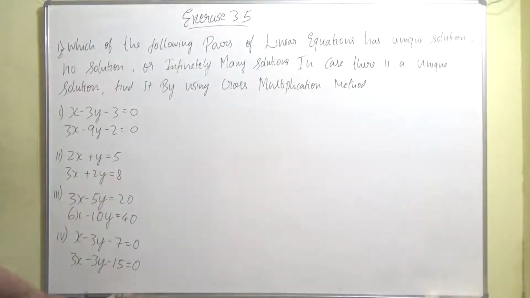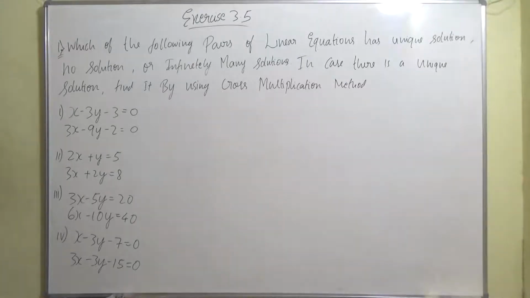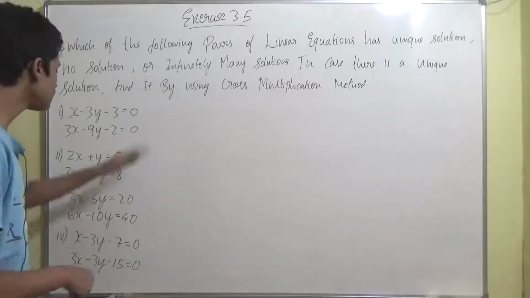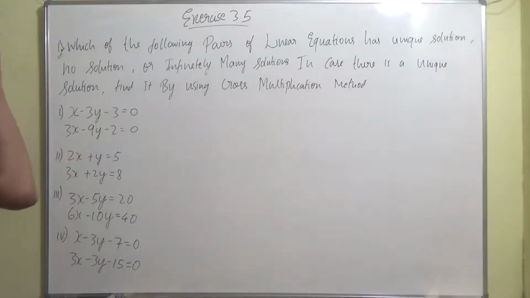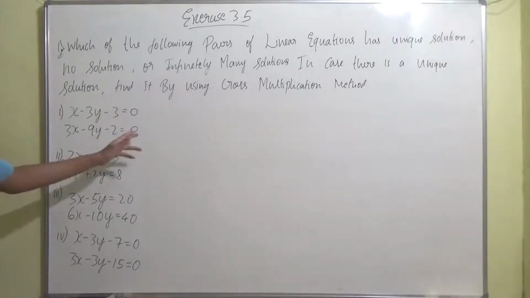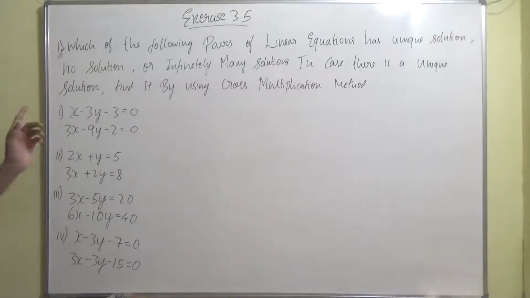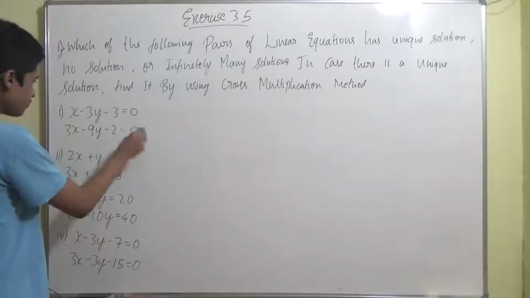If you see the question, this is the first question, right? Which of the following pairs of linear equations has a unique solution, no solution, or infinitely many solutions? In case there is a unique solution, find it by using the cross multiplication method. Right guys, they have given us 4 sub questions. In the 4 sub questions there are pairs of linear equations in two variables. Now we have to first find whether they have no solution, unique solution, or infinitely many solutions. After that, if it has a unique solution only, we'll proceed ahead and find the solution with the cross multiplication method, right?